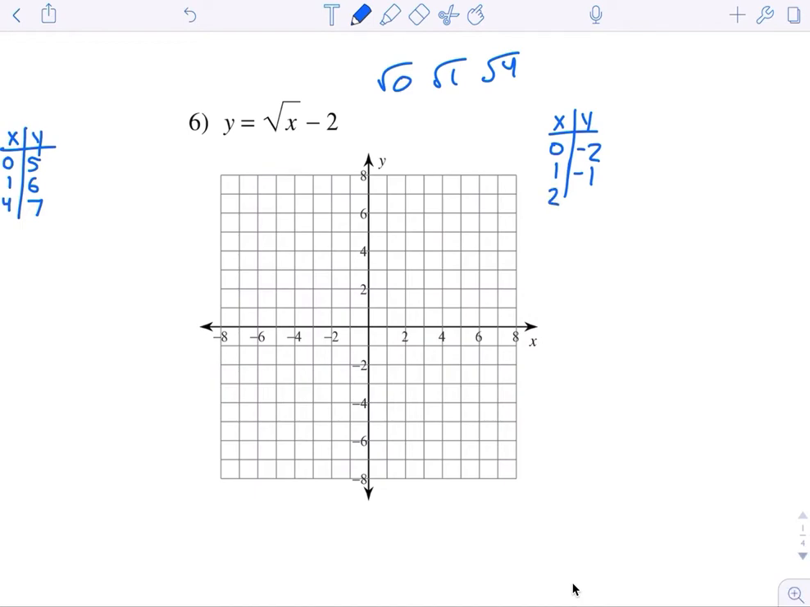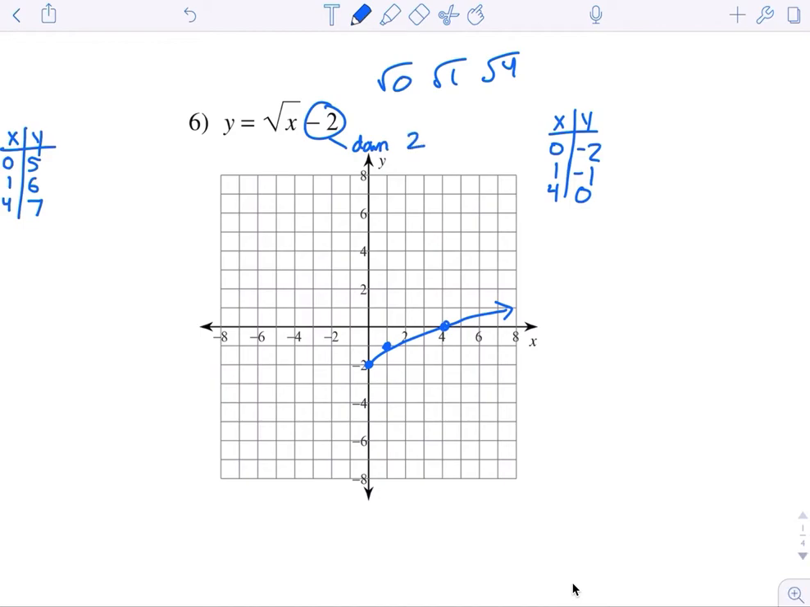Substitute in, nope, no, sorry, not 2. We want a square root of 4. So substitute 4 into x, we get square root of 4, which is 2. 2 minus 2, 0. Gonna plot all these. And there's my graph. And this graph makes sense too, because isn't the transformation down 2?